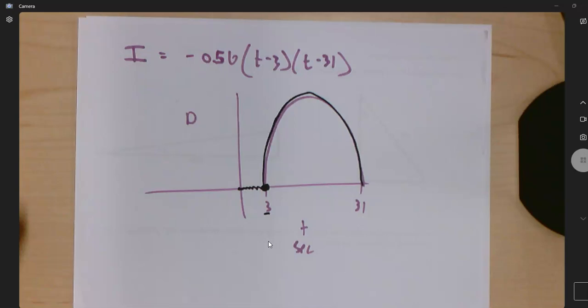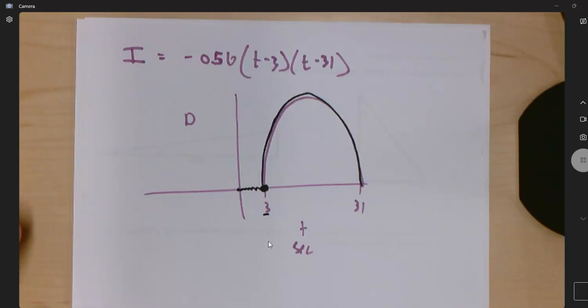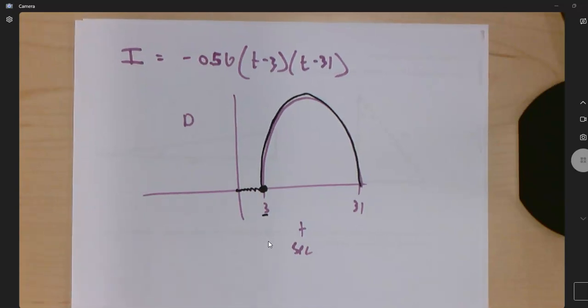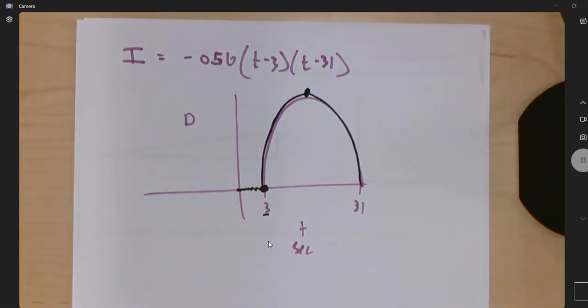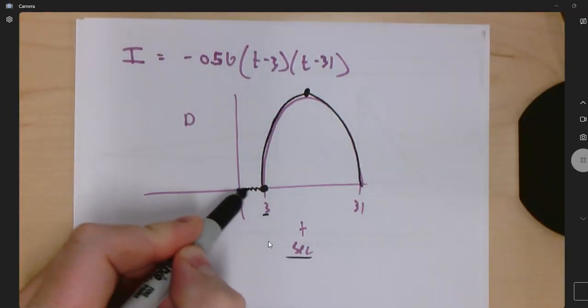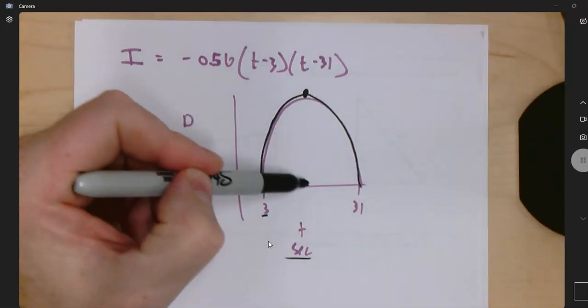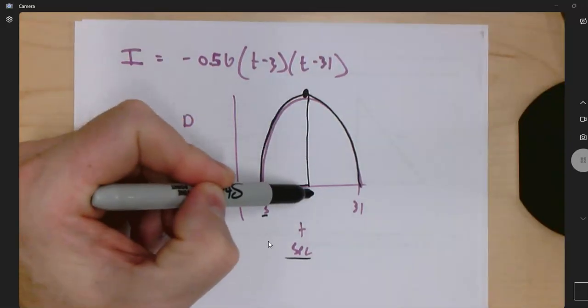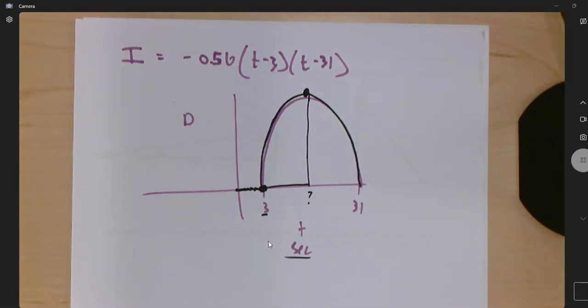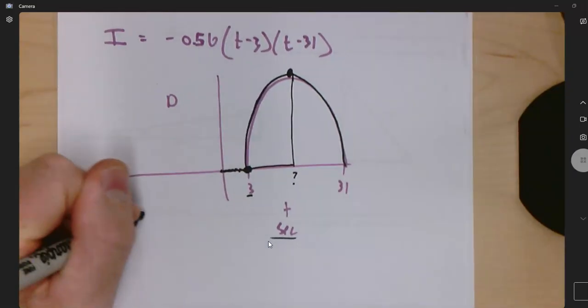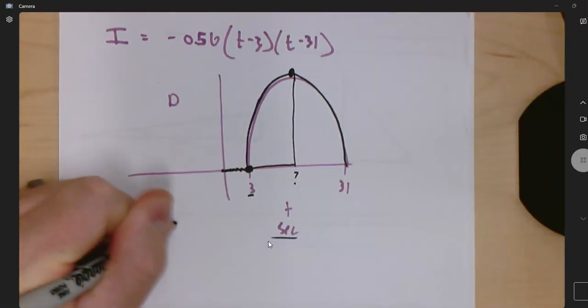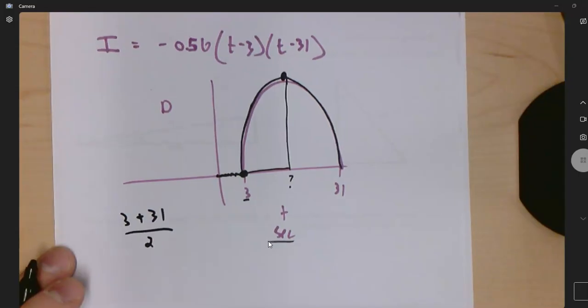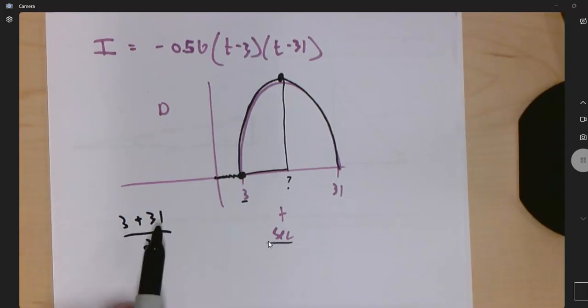Next one says, how many seconds did it take until it was at its loudest? Well, at its loudest is right here, but I'm asking about seconds. How many seconds does it take to get to its loudest? We're talking about this point right here. That's the AOS. We find the AOS by adding our two x-intercepts together and dividing by 2. We're finding their average. 31 plus 3 is 34, divided by 2.